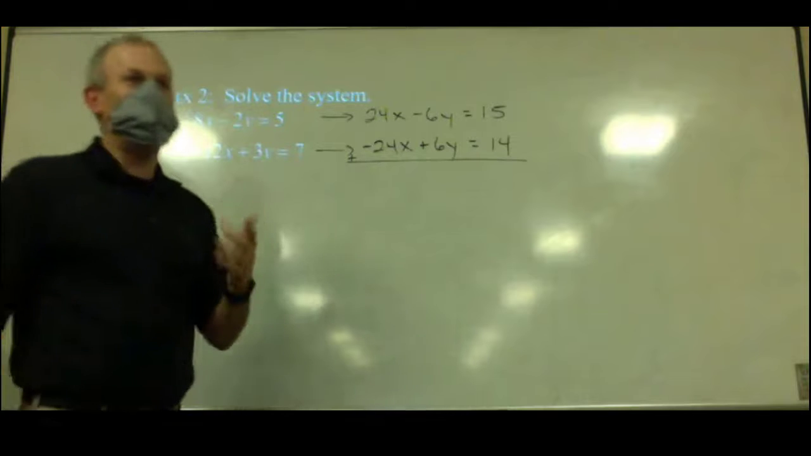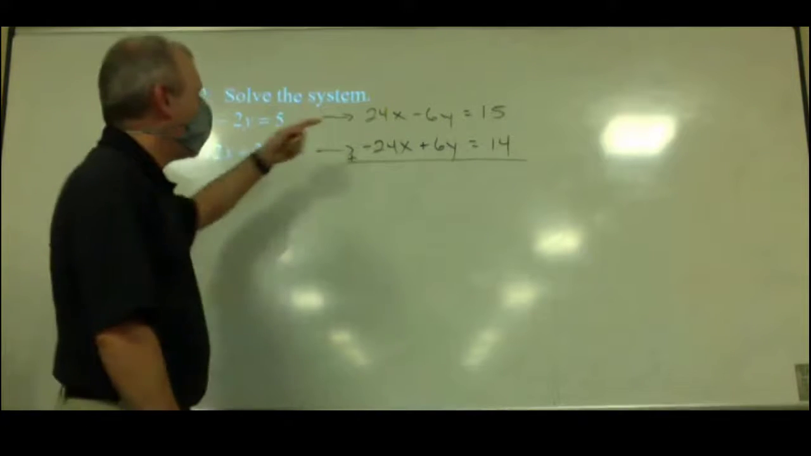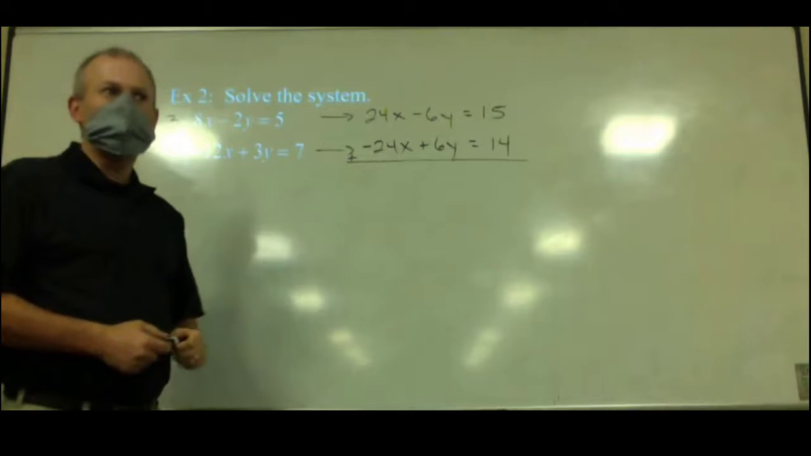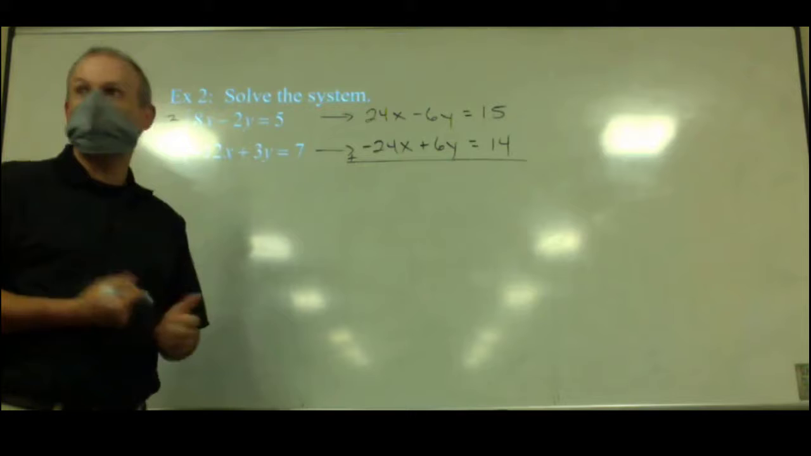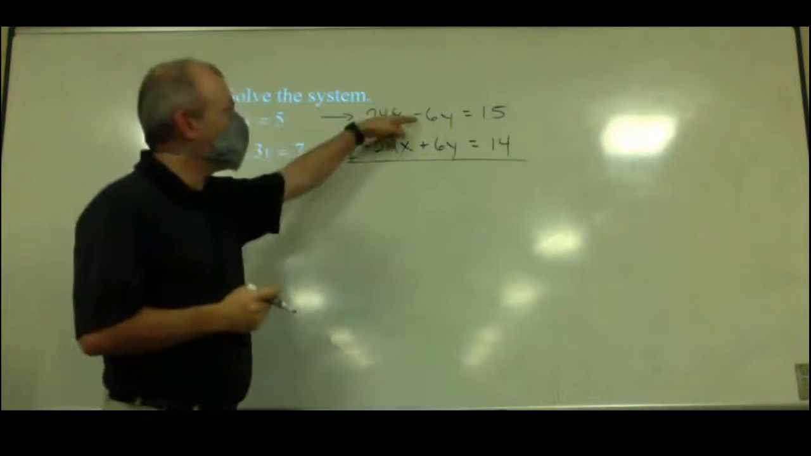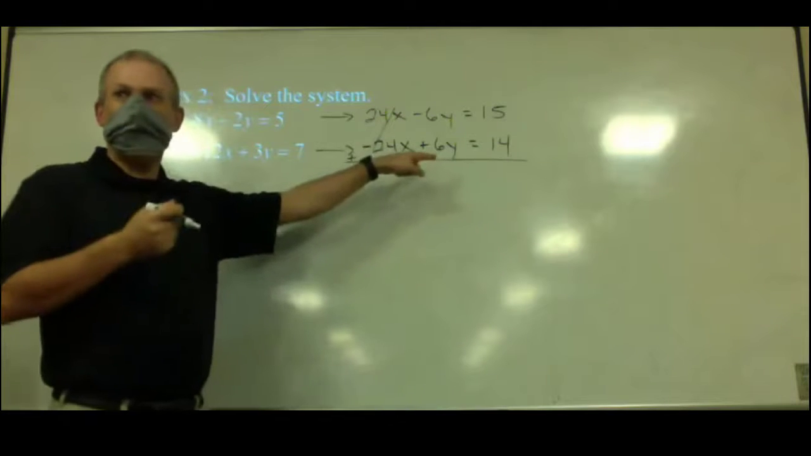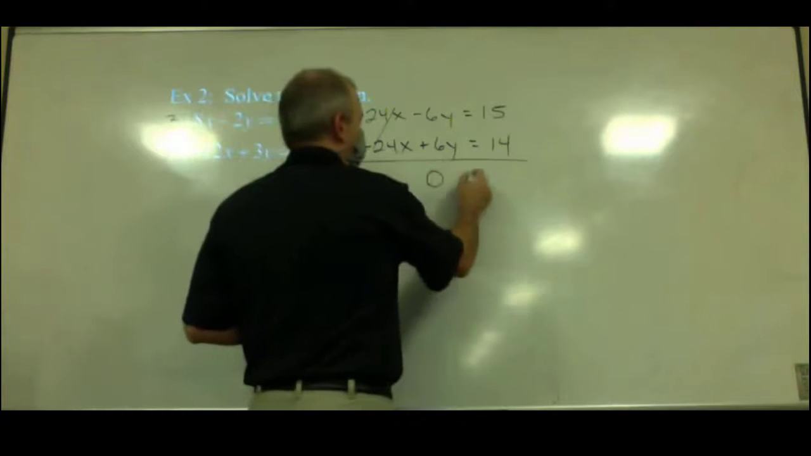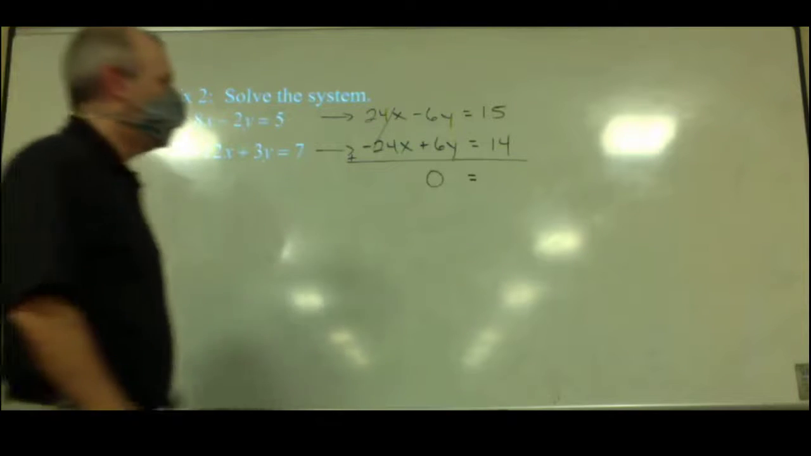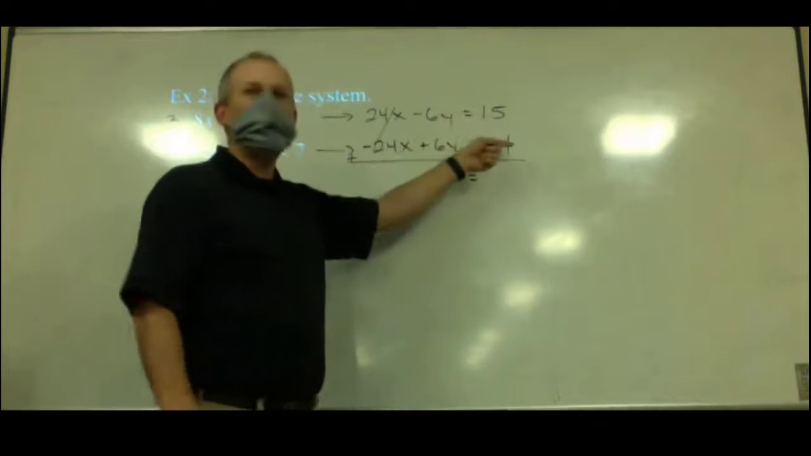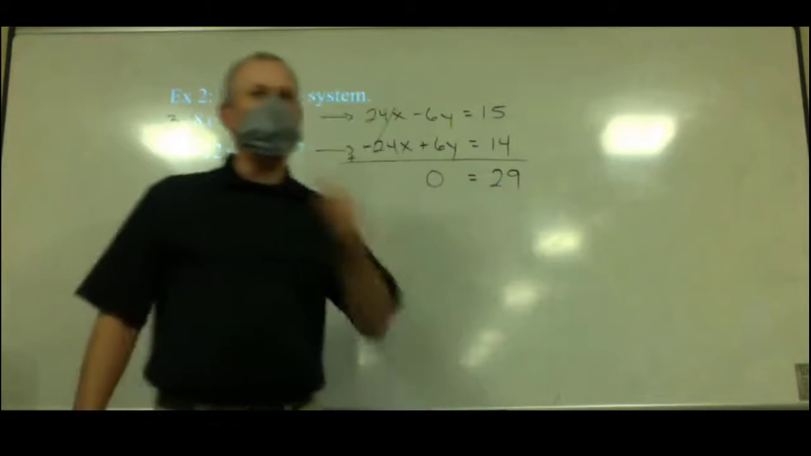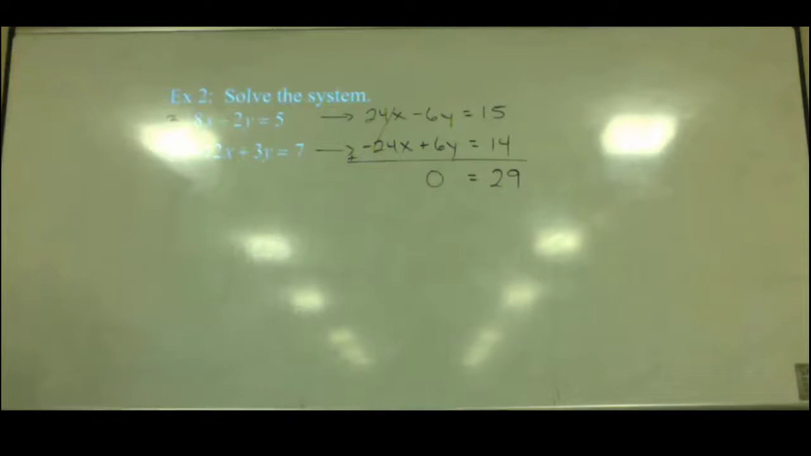Something unique is going to happen here. This is going to be one of our special cases. What happens when we add 24x and negative 24x? It cancels. It becomes 0x, right? So this just cancels out. What happens when we add negative 6y and positive 6y? That cancels also. So we end up with 0. 0x plus 0y is just 0 on the left-hand side. What happens when we add the 15 and the 14? We get 29. Okay, now this is a little bit weird because all the variables are gone, right?